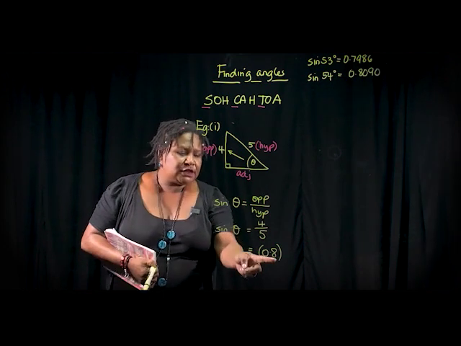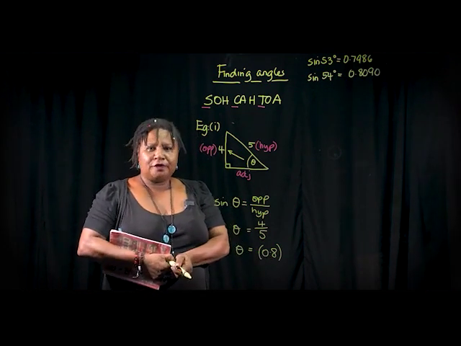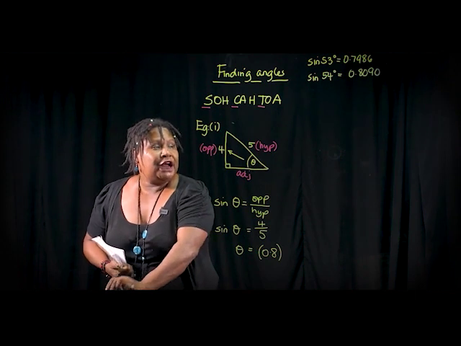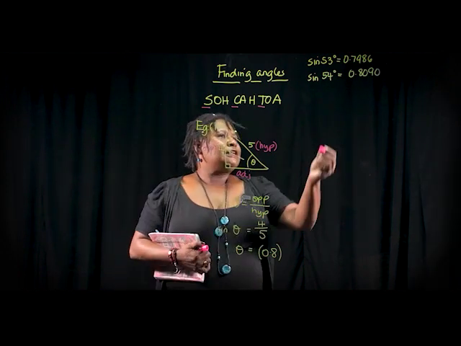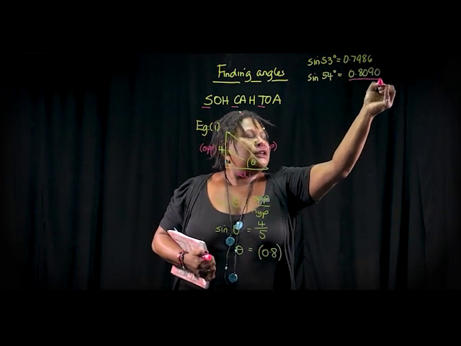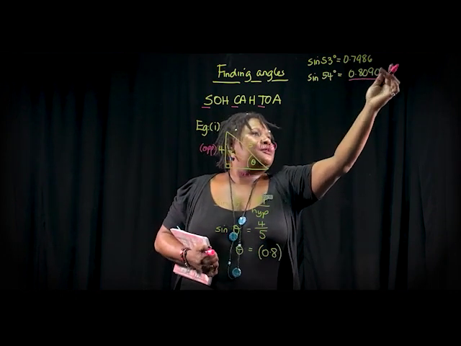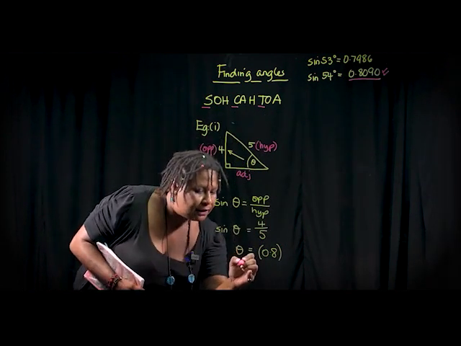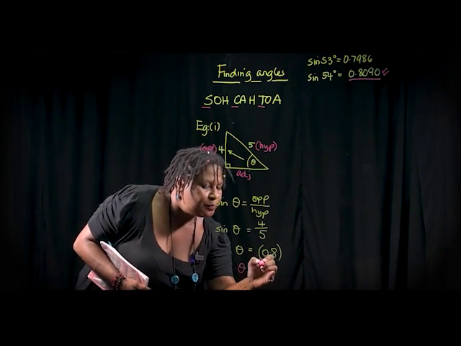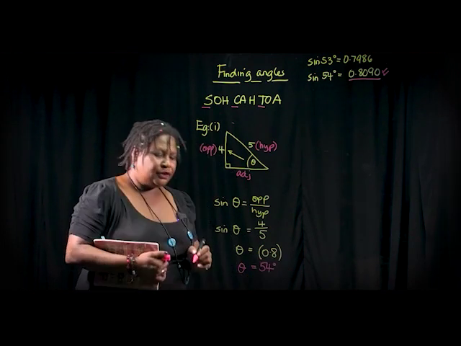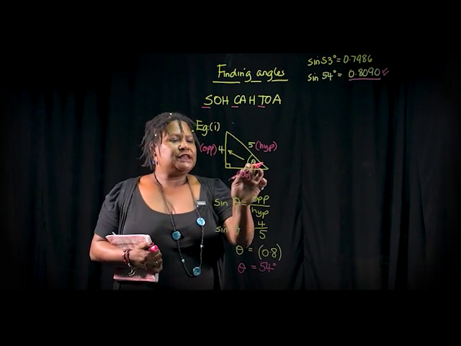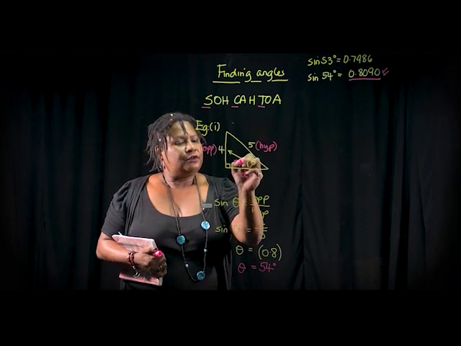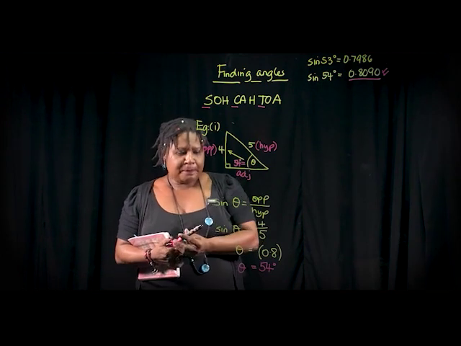Okay, now have a look at those two sine values. Which of them is closest to 0.8? Okay, for this question, the most correct is 0.8090. Okay, so theta would be equal to 54 degrees. Okay, so this angle here is equal to 54 degrees.